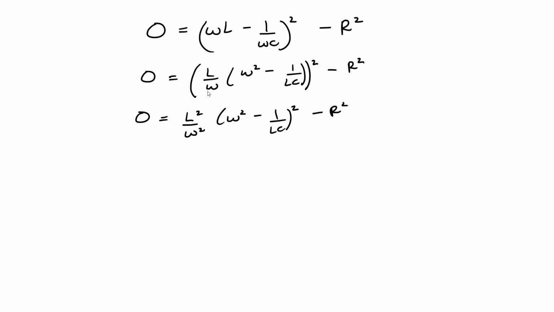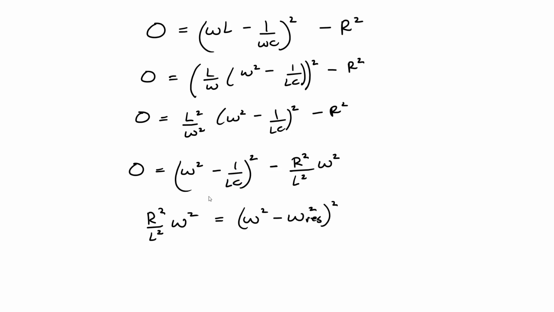All right, next thing I want to do is maybe multiply through by omega squared and divide through by L squared just to get rid of this leading term right here. It's going to change the coefficient of the resistance squared term to look like this. All right, now what can we do? Well, we can introduce my resonant frequency and replace this term over here by the resonant frequency. And if I bring this term to the other side, this is what you're left with at the end.